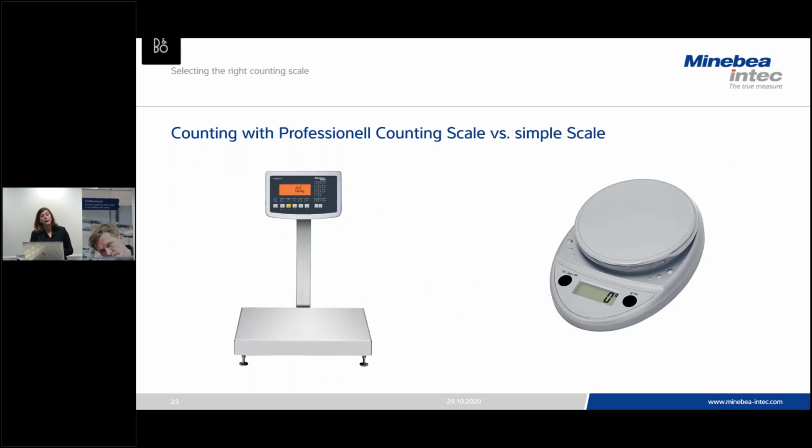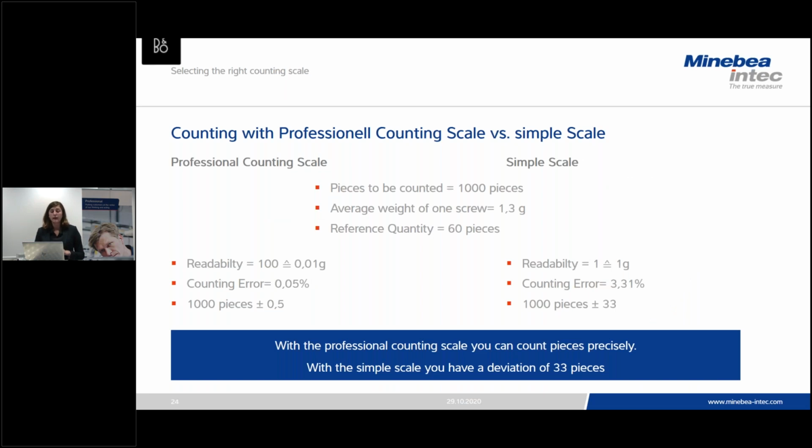Next thing I want to talk about is a contrast. On the one hand, we have a professional counting scale. On the other hand, we have a simple scale. I just kept the same basis that we had before in the example. We want to count 1,000 pieces. We have an average weight of the screw of 1.3 gram, and we have a reference quantity of 60 pieces.